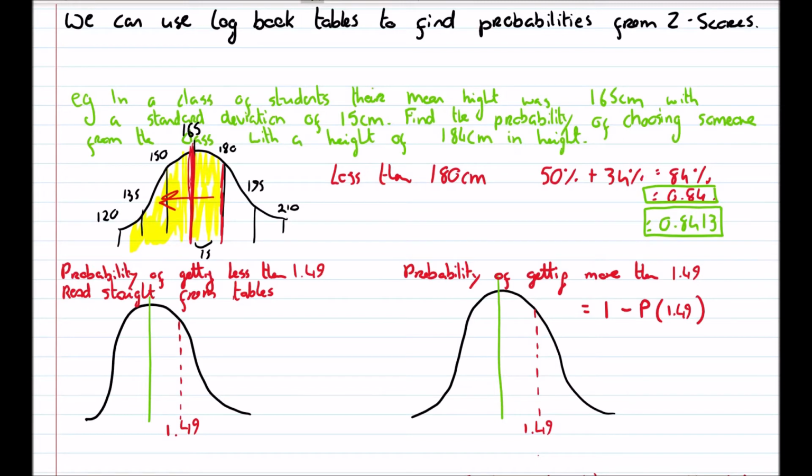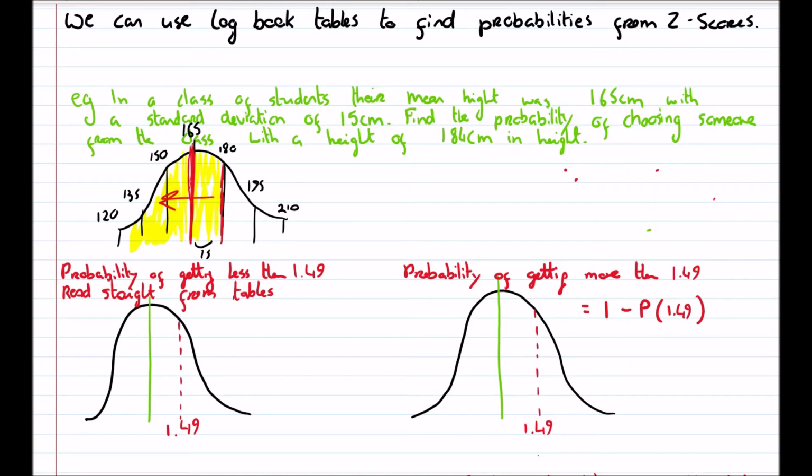Right. Now let's look at a question that I can't use empirical rule for at all, that I have to use z-scores for. This question is 84 centimeters in height. So I want to find the probability of choosing someone with a height of 84 centimeters. So 84 centimeters is going to be somewhere around here.